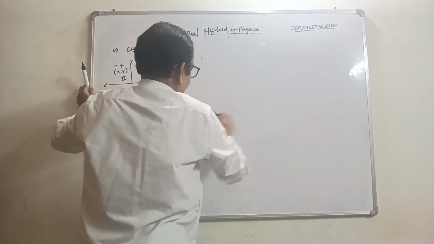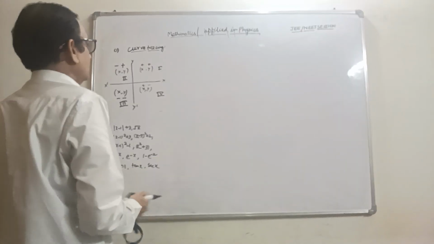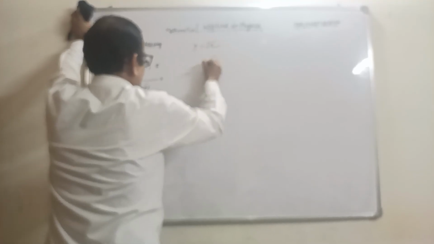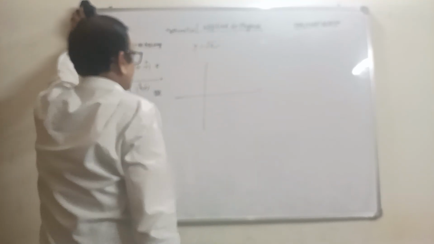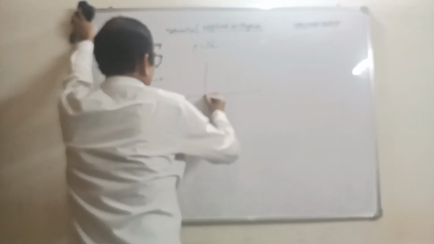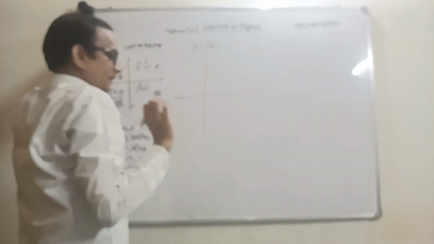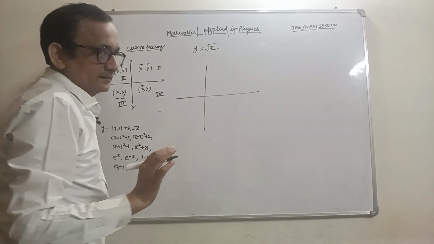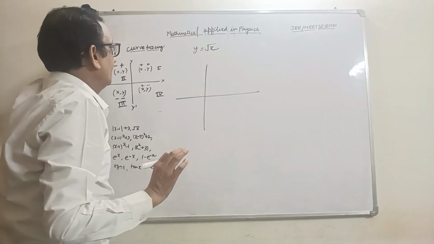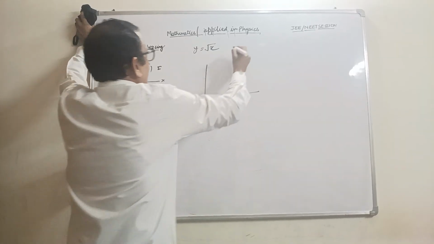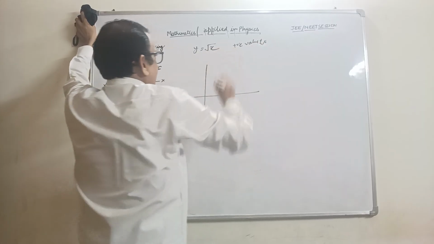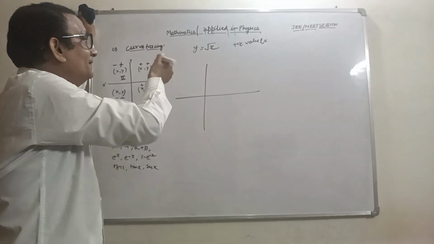Y is equal to root x. So this graph would be root x. Root x means the value is always positive. This function is defined for positive values of x. If the value of x is negative, this would be an imaginary function.